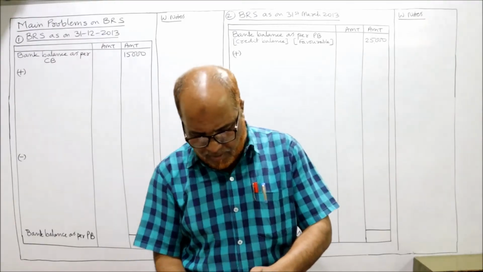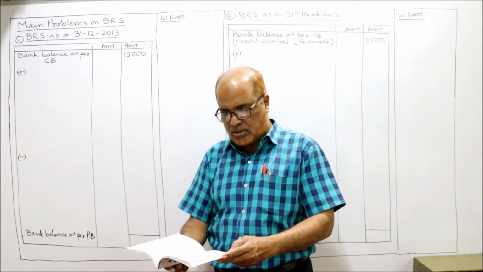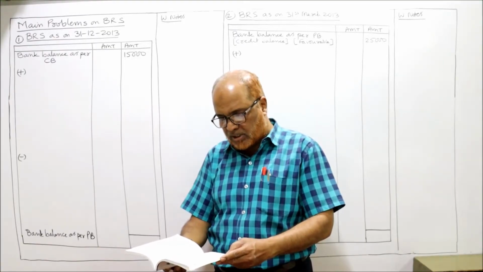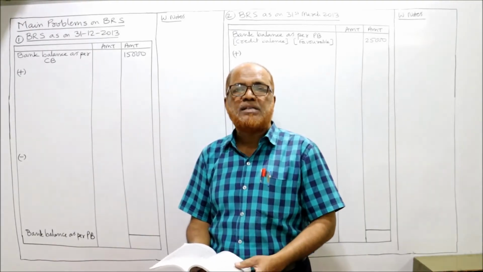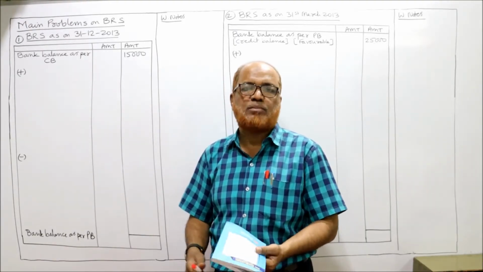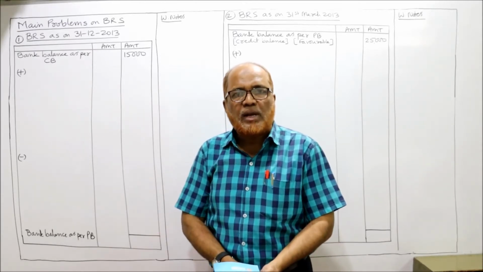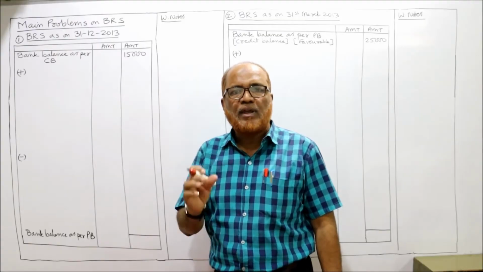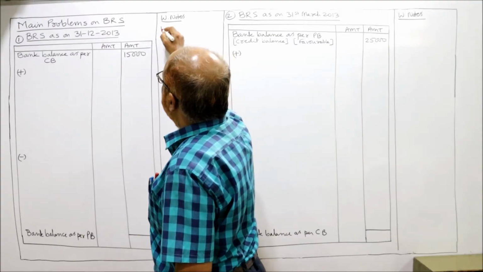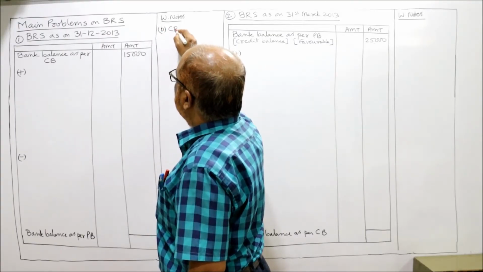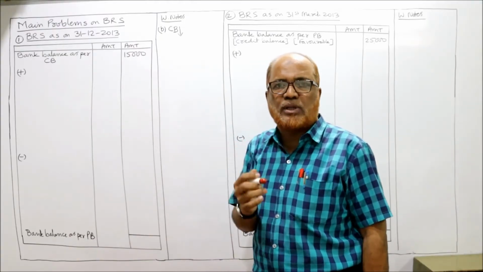Now see the second point given in the problem. Checks issued but not cashed prior to 31st December 2013 amounted to 2,000. Checks issued but not presented for payment, not cashed by the person. We are having a business. We have issued the check. As soon as we issue the check, we record it in our book. Our book is a cash book. So, when we issue the check, the cash book balance will decrease.